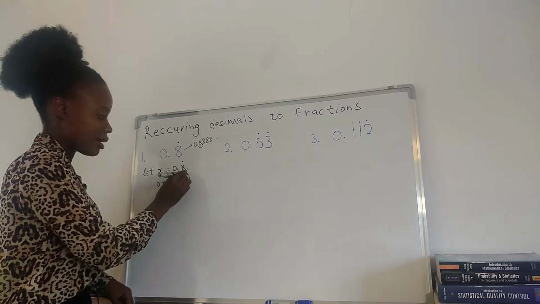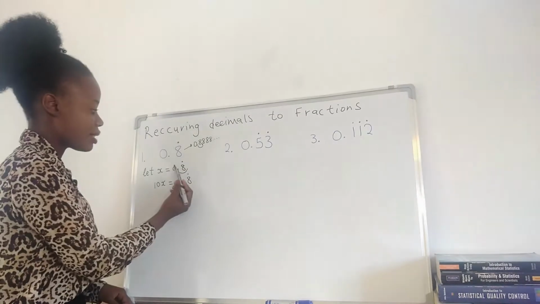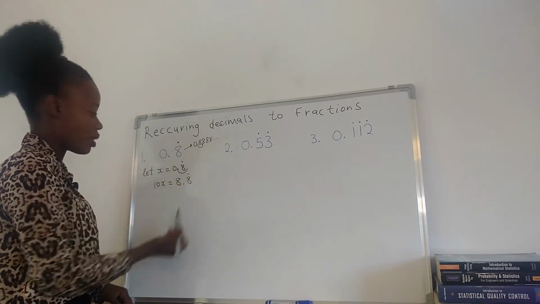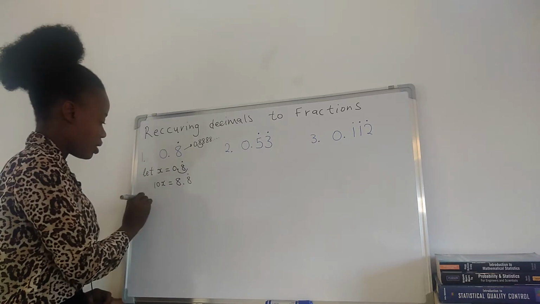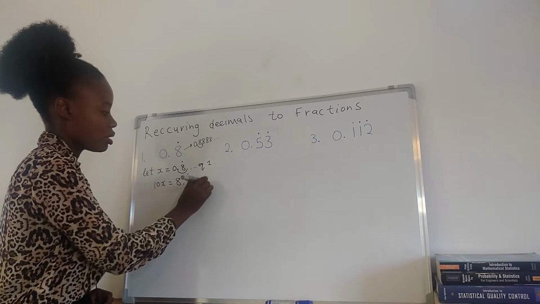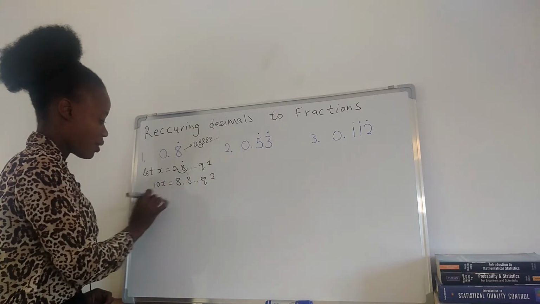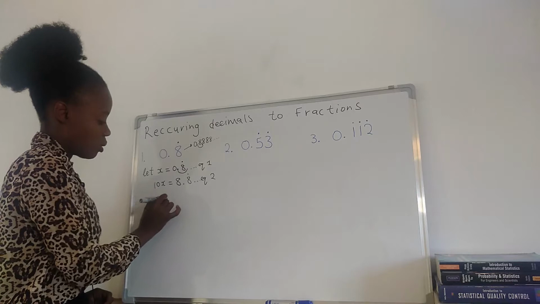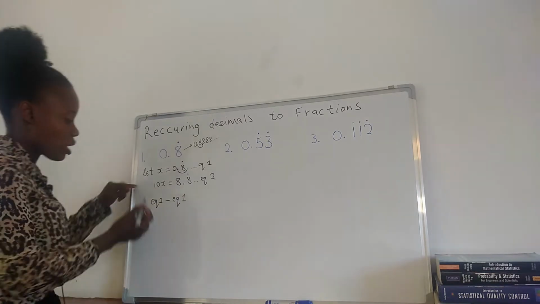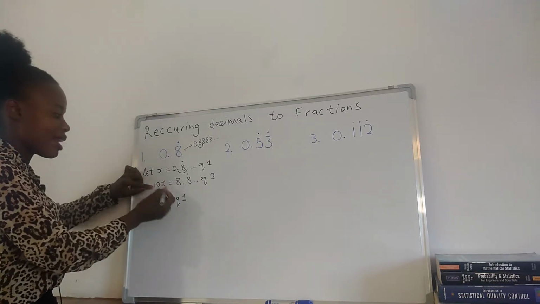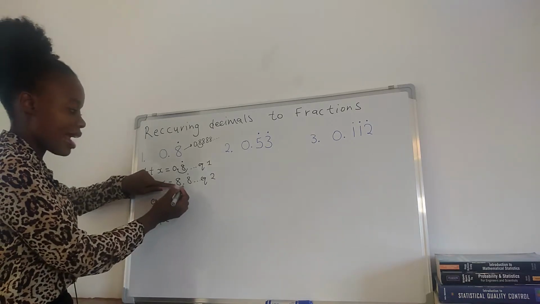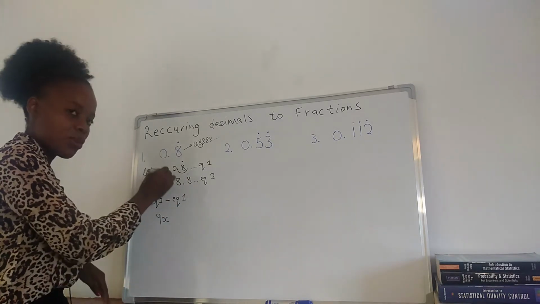8.8 recurring. Then you can see that here after the decimal is a recurring number, and here after the decimal is a recurring number. Let's call this equation 1, this one equation 2. After that, equation 2 minus equation 1. So we're going to have 10x minus x, which is 9x, and then here 8.8 recurring minus 0.8 recurring.